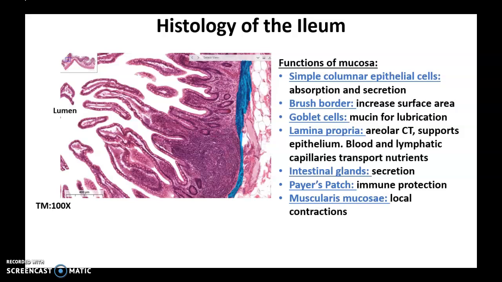The muscularis mucosa helps in local contraction. I like to look at it as, let's say, a piece of potato chips is sticking to the villi. Then this muscularis mucosa will generate a contraction strong enough to flick it back into the lumen for proper digestion.